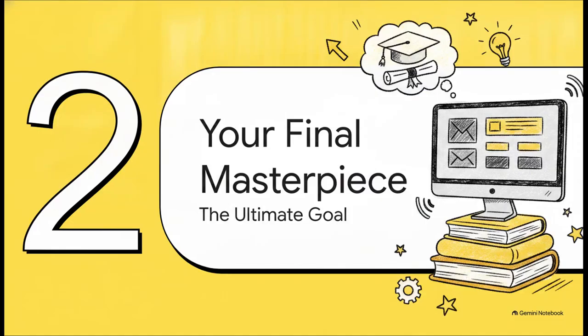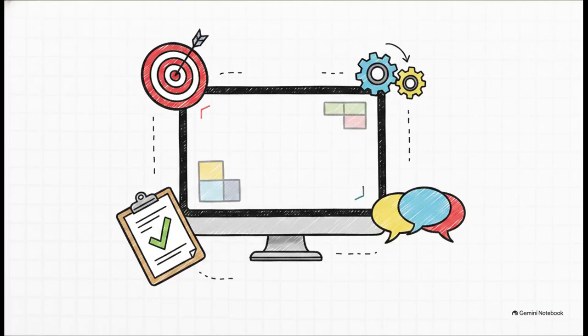Moving right along to Section 2, your final masterpiece, the ultimate goal. So, picture this. Your principal or supervisor comes to you and asks you to design a highly effective, beautifully structured online course from scratch. That is your ultimate goal here. Let's break down exactly what you'll be constructing. First up, you'll choose a learning management system, or LMS. You can go with Canvas, Google Classroom, or even your own school's LMS if you're currently teaching.